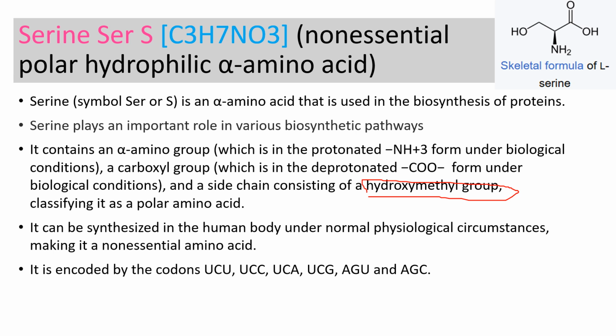It can be synthesized in the human body under normal physiological circumstances, making it non-essential. It is encoded by UCU, UCC, UCA, UCG, AGU, and AGC. And you have to remember all this. C3H7NO3, hydroxymethyl group.